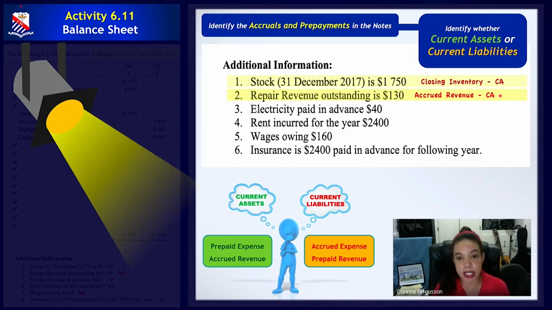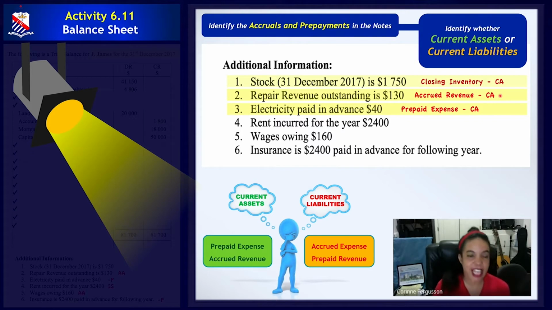Your next adjustment is electricity paid in advance. Paid in advance is a prepayment. Electricity is an expense. So that is a prepaid expense. And what is a prepaid expense? Current asset. See how simple? Very, very, very easy.